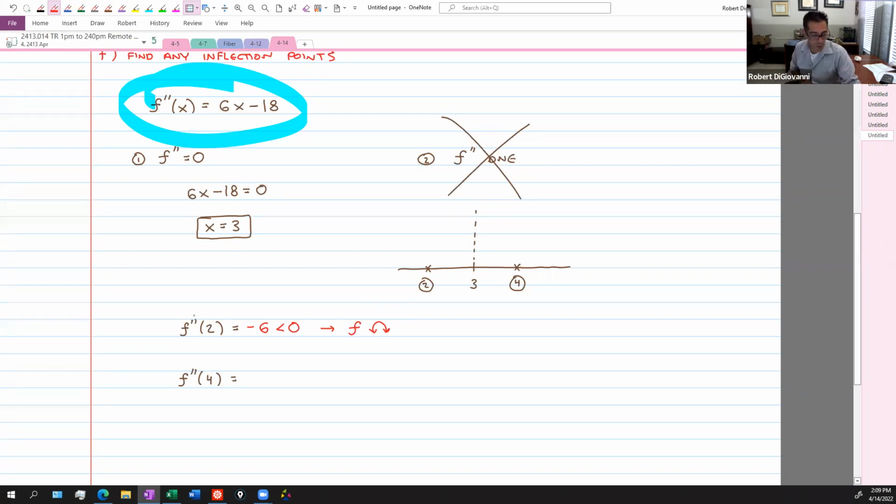Now, when we plug in 4, you get 24 minus 18. That's what, +6? That's bigger than 0, right? And that means it's positive. Positive people smile. Original function is smiling over here, concave up. So on my little chart here, original function concave down, original function concave up.